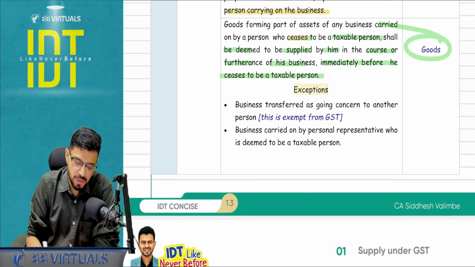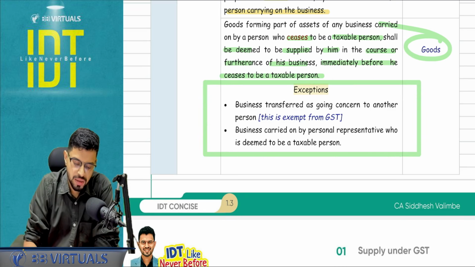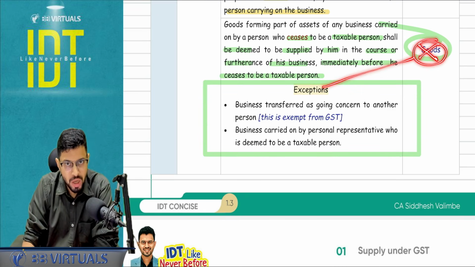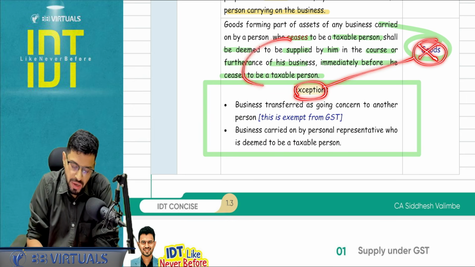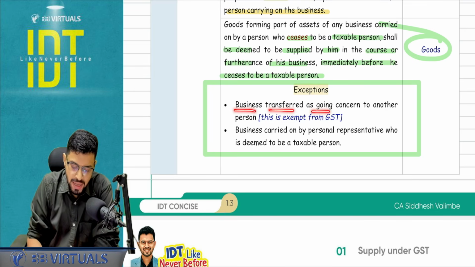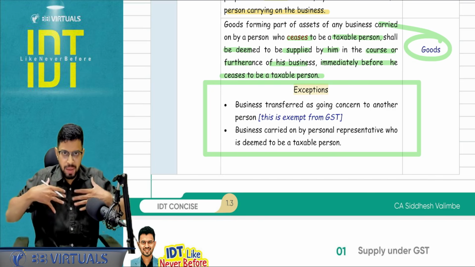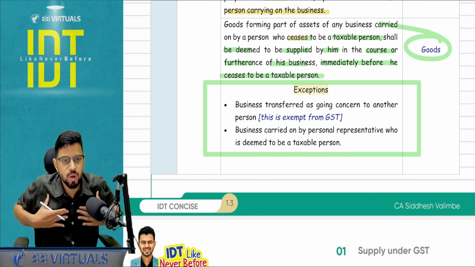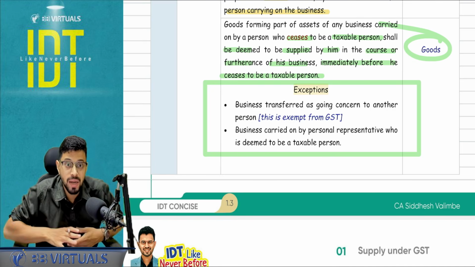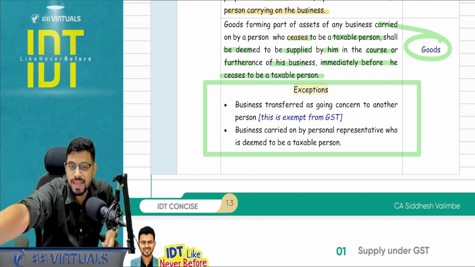Now there are two exceptions. People sometimes misunderstand that when I say exception, sometimes students say, oh, so exception to being treated as goods? No, no, no. Exception to being treated as deemed supply. It will not be considered deemed supply if the business is transferred as a going concern to another person. So my business is there. I am ceasing to be a taxable person, but I am transferring this going concern business to, let's say, Prajit.